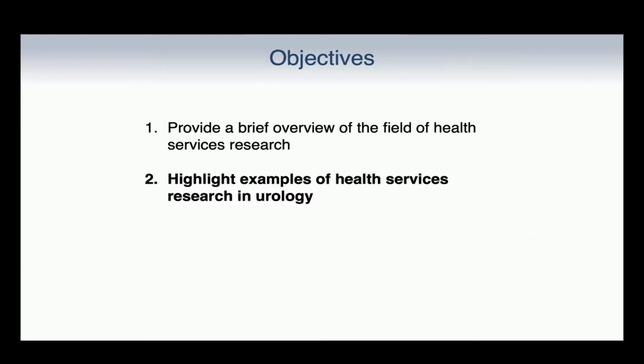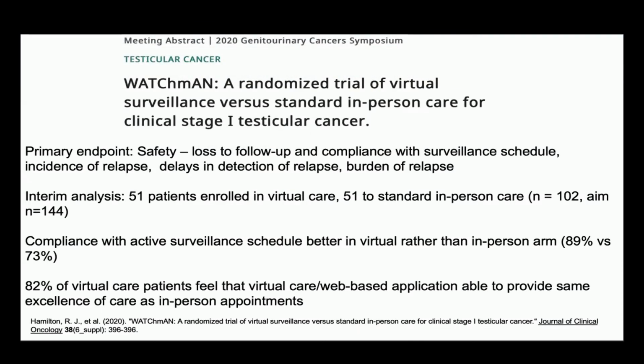So now let's look into examples of what's out there in urology. So the first example that I'm going to bring up is a randomized control trial that's based out of Princess Margaret Hospital in Toronto. And essentially what this group is looking at is in adult patients with clinical stage 1 testes cancer that's on active surveillance, they wanted to see if virtual follow-up through their web-based application called the Watchman was just as good as in-person follow-up.